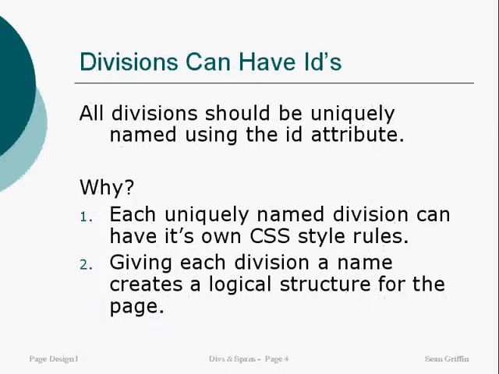Divisions can have IDs. All divisions should be uniquely named using the ID attribute. Why? Because each uniquely named division can have its own Cascading Style Sheet rules. That's right. We can style each one of these individual divisions by calling it by name in our Cascading Style Sheet code. We can also give each division a name, and it creates a logical structure for the page.